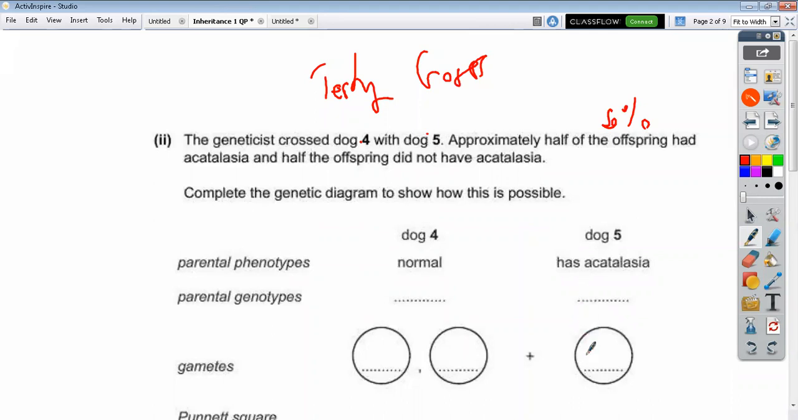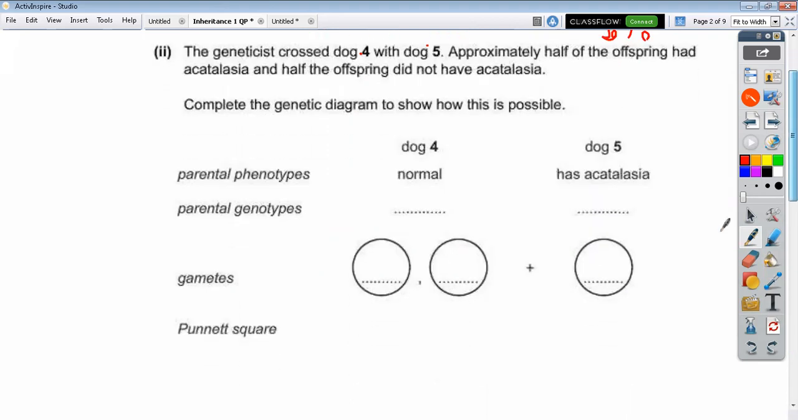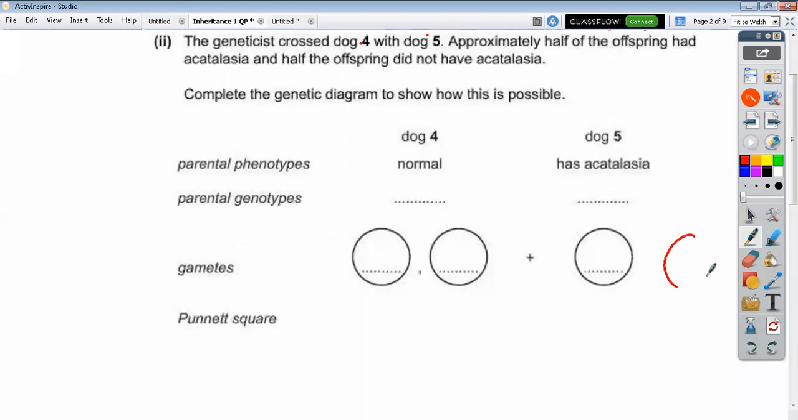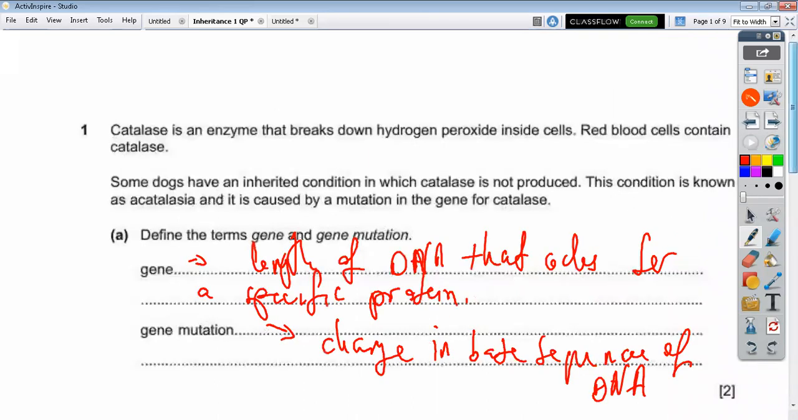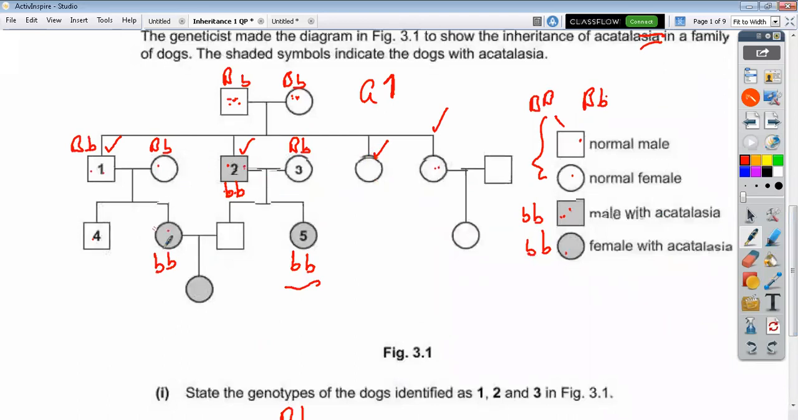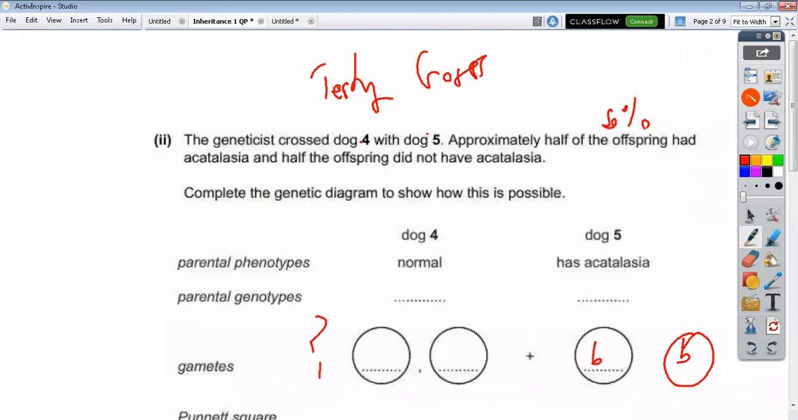Clear? Number 5 is, they left out something here like this. So it's a small b. But remember, we don't know this because number 4 here is a normal, but it can be a BB, sorry, it can be a Bb. That's what we want to identify.